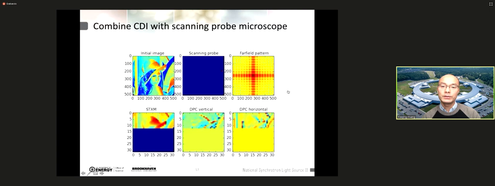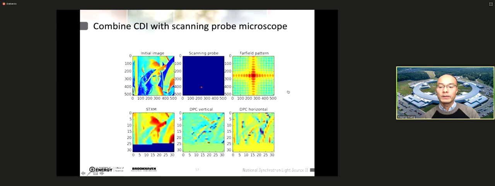But in a lot of cases, we either want to cover a large sample area, or the sample is inside a certain environmental area, so we cannot really get an isolated sample. So what do we do here?